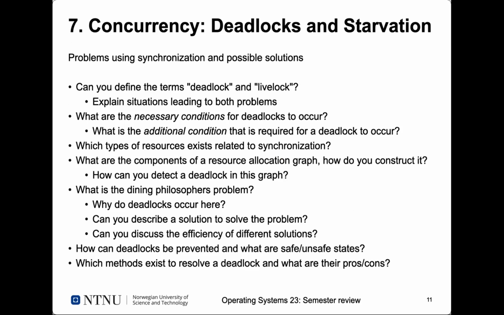Then finally, you should be able to explain how you could prevent deadlocks, and also the safe, unsafe states we discussed there, and also methods to resolve deadlocks, and discuss the pros and cons of these. So this is a very fundamental, deep operating system topic that's part of every operating system course. We're always talking about concurrency in operating systems, obviously.